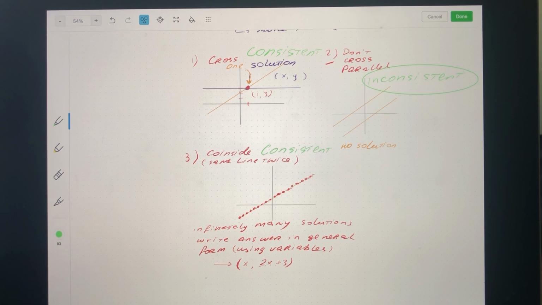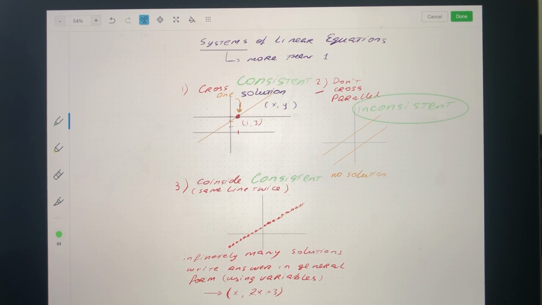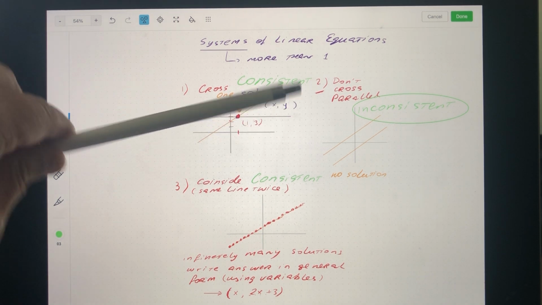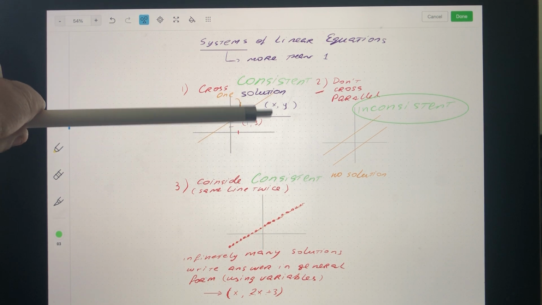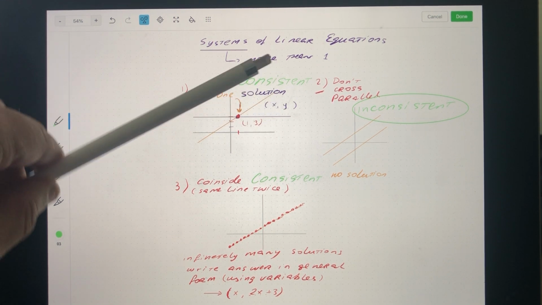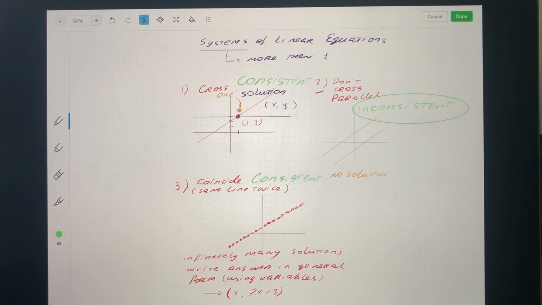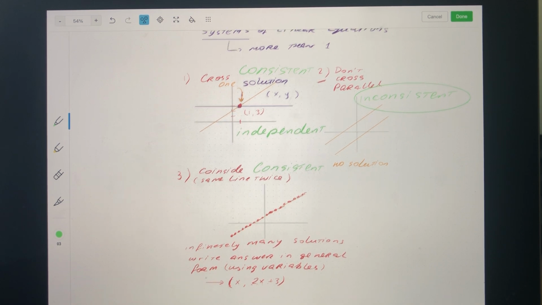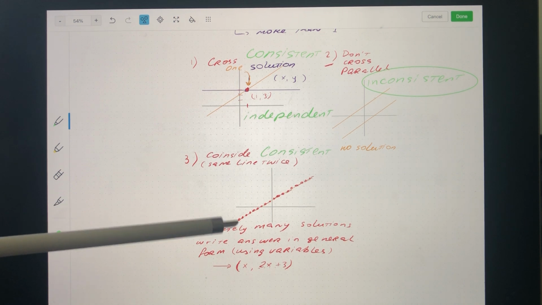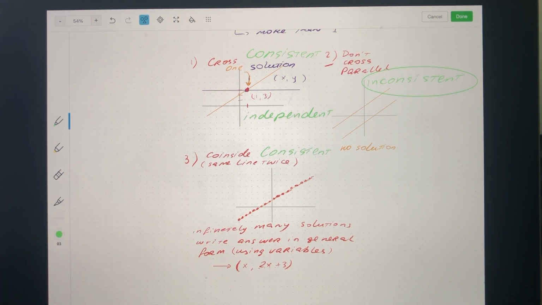But to tell them apart, we have to give them a second name. If it's two separate lines, then the two lines are independent of each other. They're two completely different objects, and what happens to this point has no relation to this point. So these are called consistent and independent. Whereas in choice number 3, every single point on the first is automatically on the second. The two lines depend on each other, so we call them consistent and dependent.